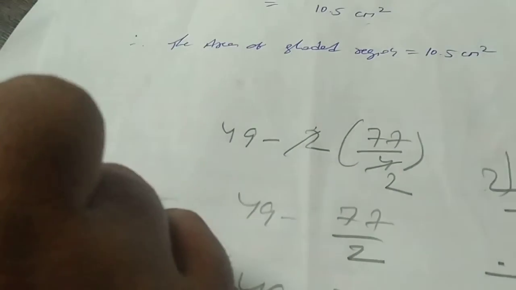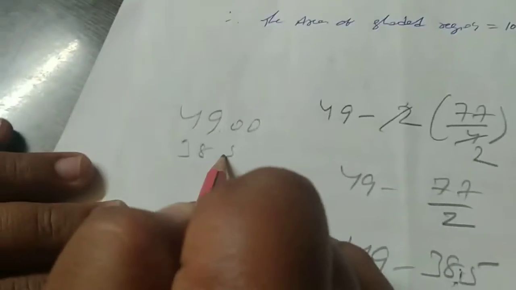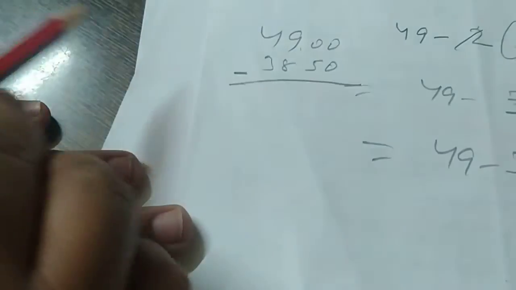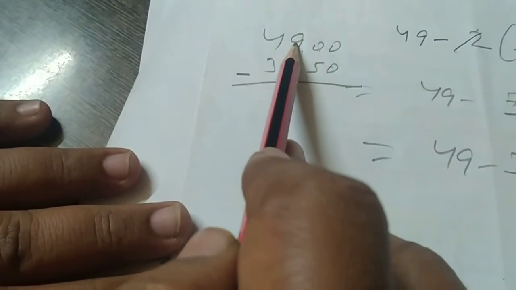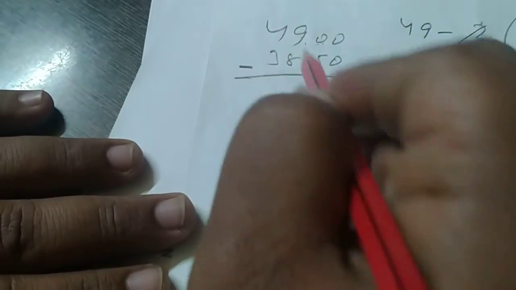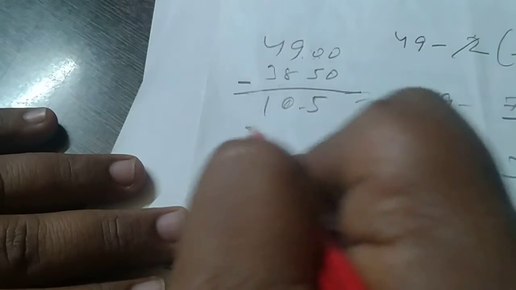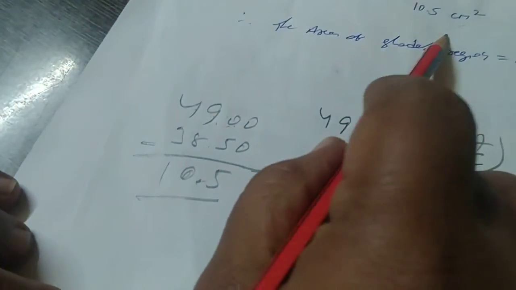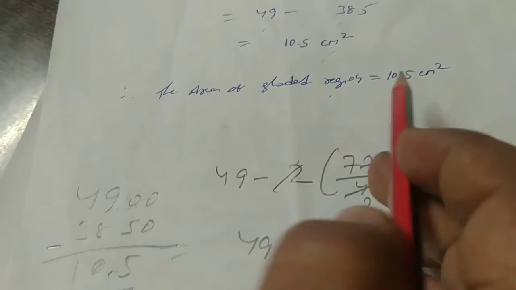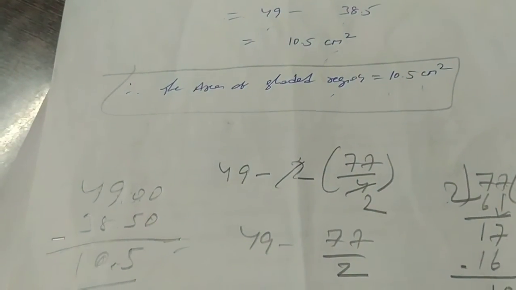That is, 49.00 and 38.50. So my dear students, do the subtraction. Here nothing is there, so you can borrow 1 from here. 10 minus 5, we will get 5 here. Here 9 becomes 8, and 8 becomes 0. And here 4 minus 3 is 1. 10.5, that's what we got, 10.5. That is the area of the shaded region. That is called 10.5 centimeter square. That is your final answer, my dear students.